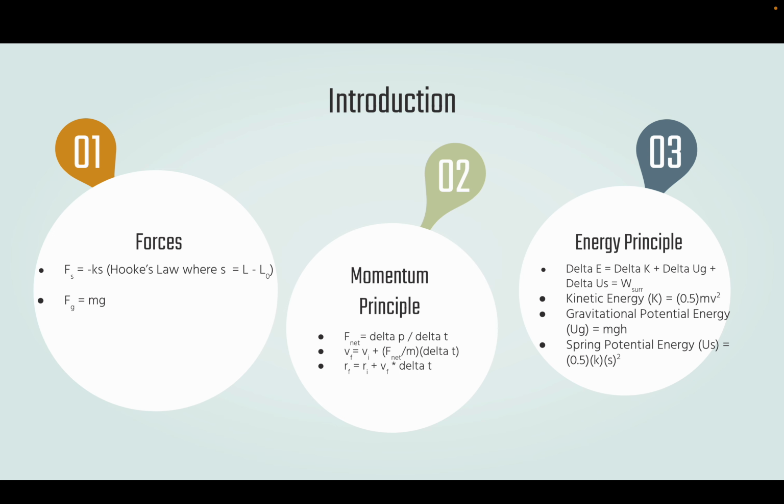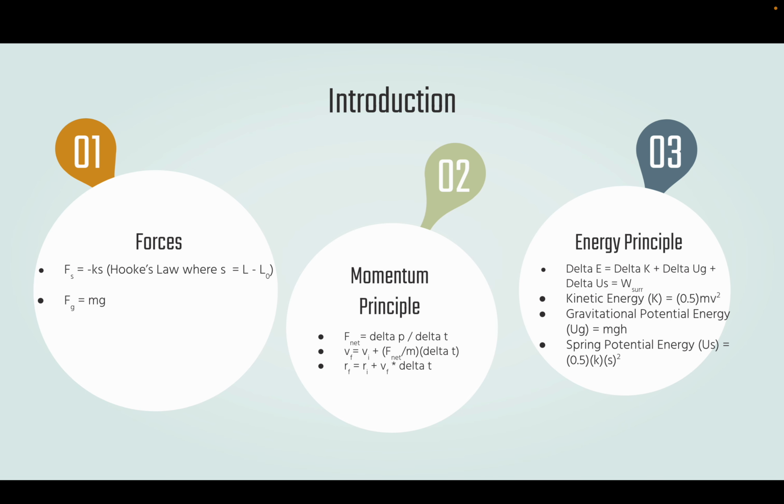Firstly, there are two main forces at play within the spring mass system. The spring force, which is derived from Hooke's law, is equal to negative k times s, where k is the spring constant and s is the spring's length subtracted by the spring's relaxed length. The momentum principle, which is derived from Newton's second law, allows us to utilize the velocity and position update equations in order to compute energy and position changes.